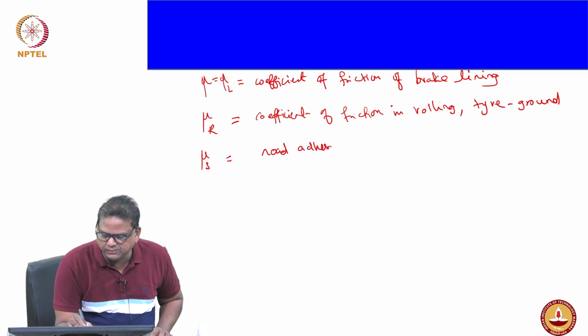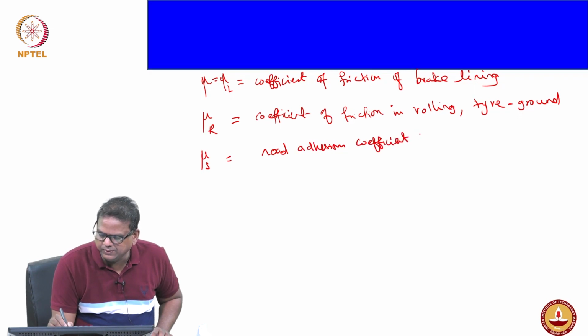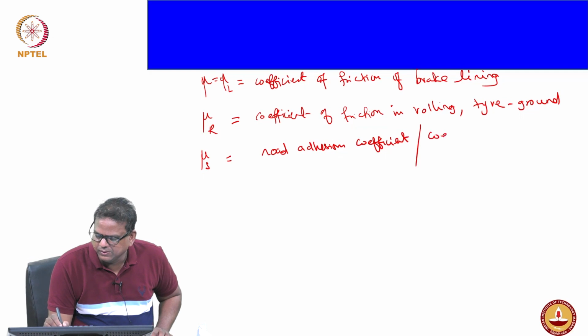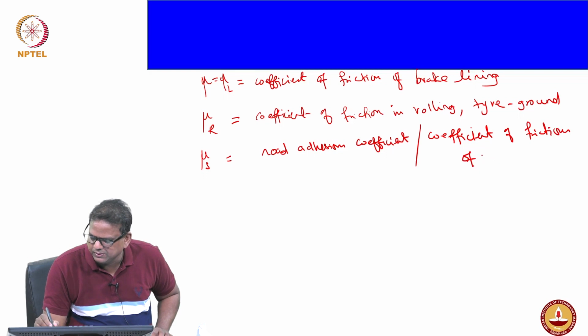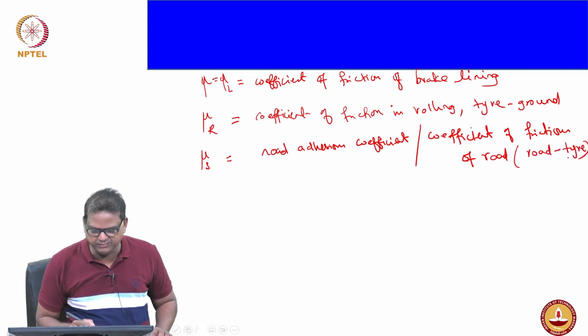Road adhesion coefficient, or coefficient of friction of the road. Particularly, we are talking about the road and tire interface. This is what we have discussed.